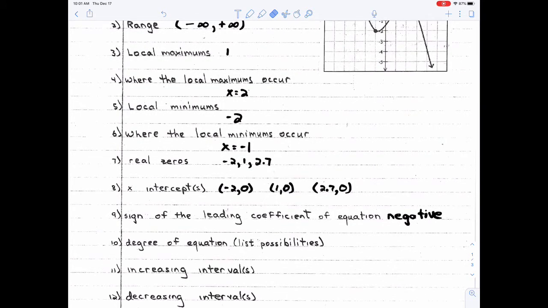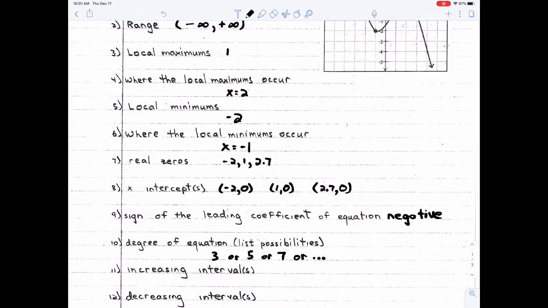So it could be 3, it could be 5. Let me put the word or there because it's not going to be all of them. But it could be 3, or it could be 5, or it could be 7, or et cetera, et cetera, 9, 11, et cetera.